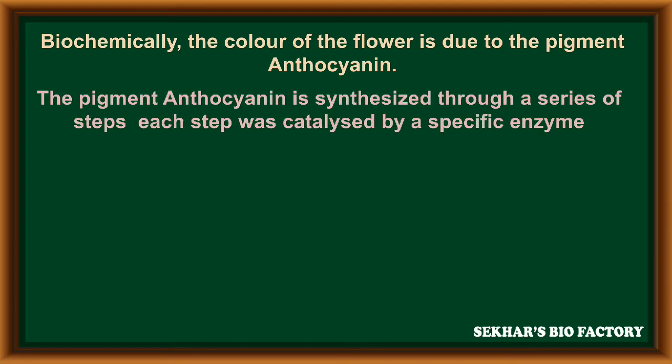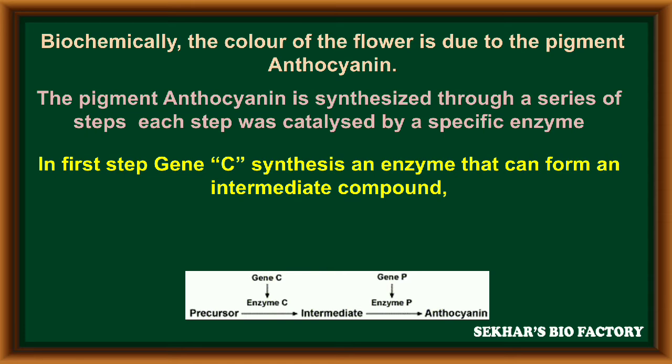The pigment anthocyanin is generally synthesized through a series of steps, and each step is catalyzed by a specific enzyme. When we observe its sequence, there is a precursor. This precursor is the main raw material for the synthesis of anthocyanin pigments.